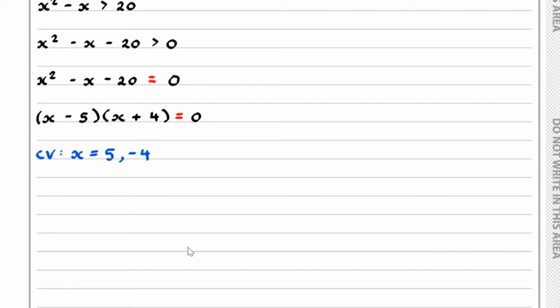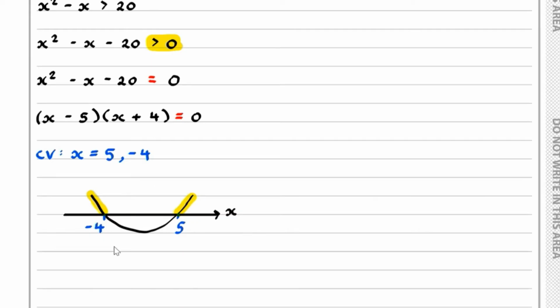Let's draw a sketch of the graph y equals x squared minus x minus 20, but ignoring the y-axis. We have a sketch of y equals x squared minus x minus 20. Of course, we have completely ignored the y-axis. If we add on our critical values, we've got minus 4 and 5. Now, we are looking for where the graph is greater than 0. And it's greater than 0 here or here.